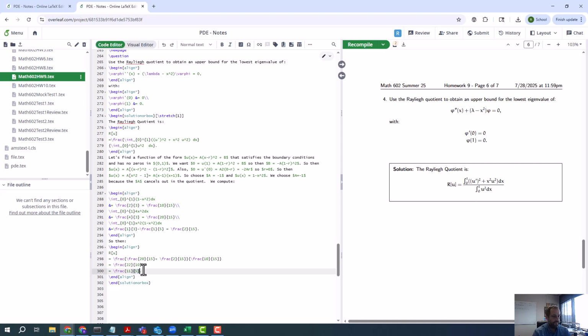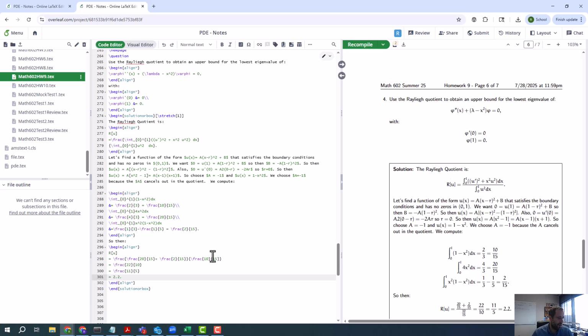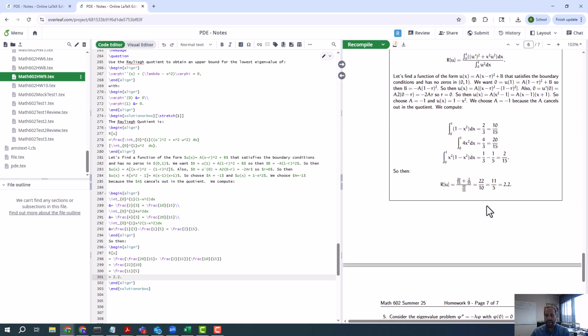Well, 11/5 is 10/5 plus 1/5. 10/5 is 2. 1/5 is 0.2, so this is equal to 2.2. And this is right around, well, what did I say? 2.8 is what the asymptotic expansion says.